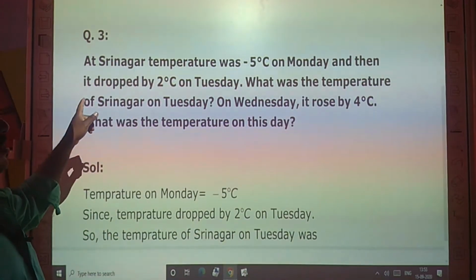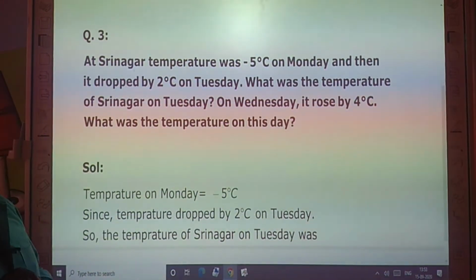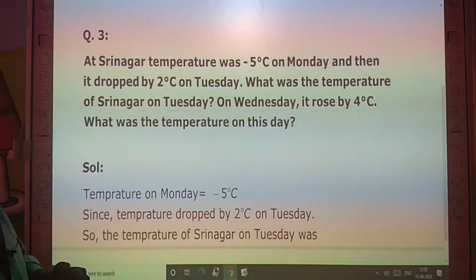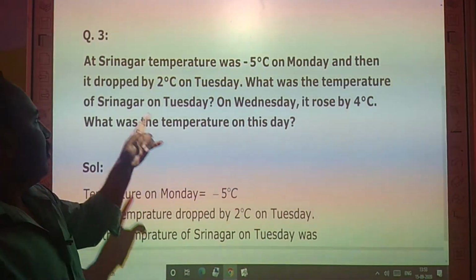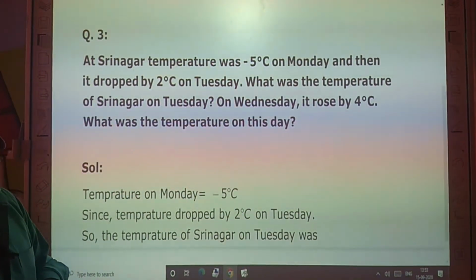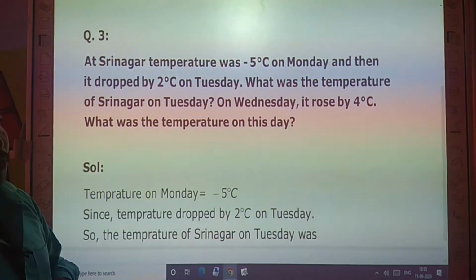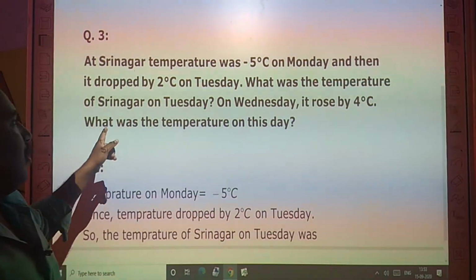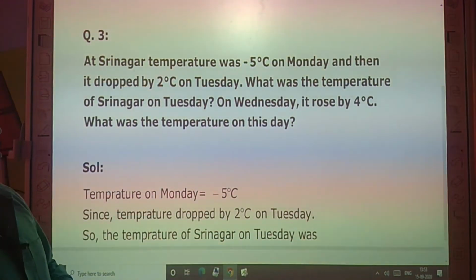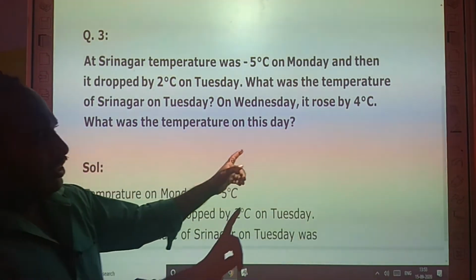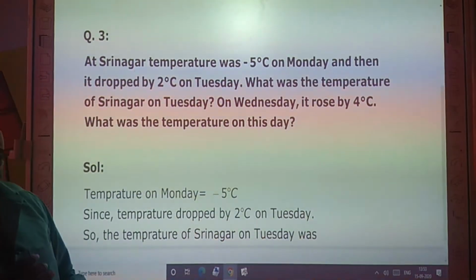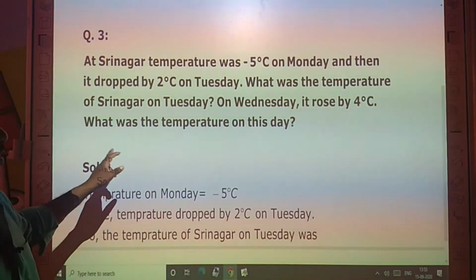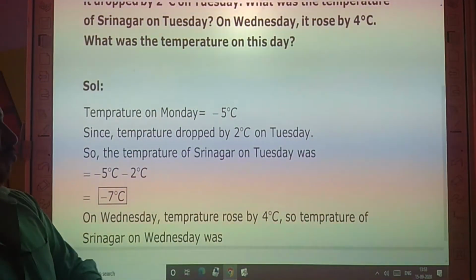Listen here. Srinagar's temperature was minus 5 degrees Celsius on Monday. Then it dropped 2 degrees Celsius. Dropped means decrease, so minus 2 degrees Celsius. What was the temperature on Tuesday? On Wednesday, it rose by 4 degrees Celsius. Rose means the temperature is increasing by 4 degrees Celsius.